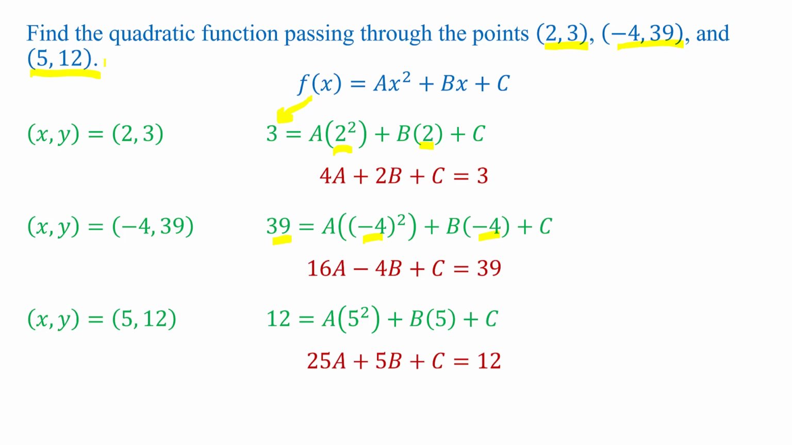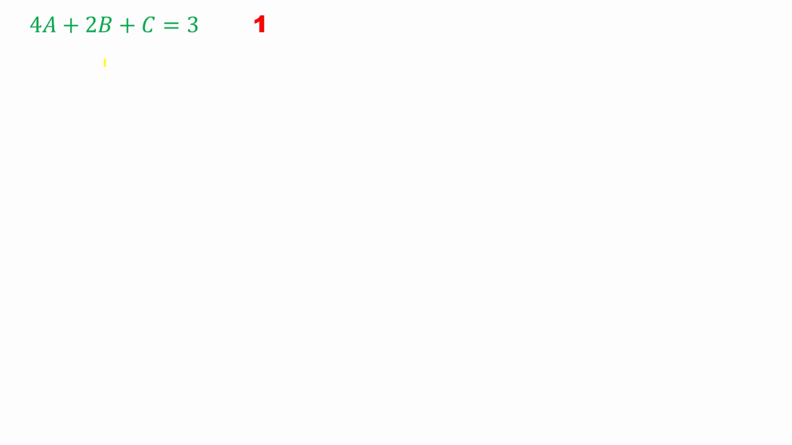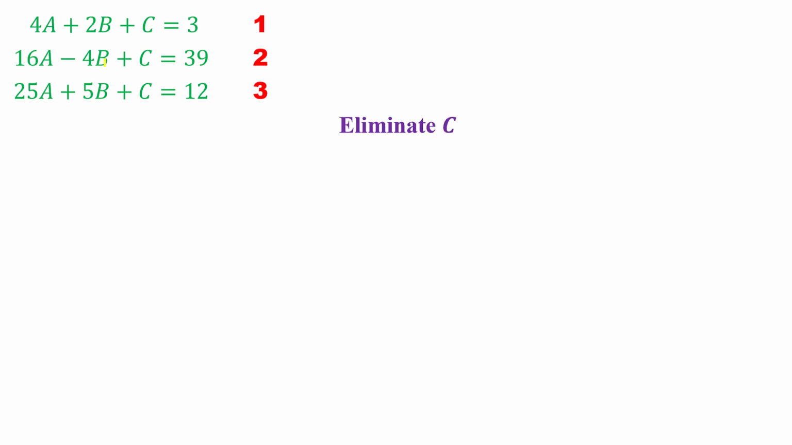And let's move on to solving this new system of equations, where equation 1 is 4a + 2b + c = 3. Equation 2 is 16a - 4b + c = 39. And equation 3 is 25a + 5b + c = 12. Okay, so I'm going to decide what variable to eliminate here, and let's go with c. And so to eliminate c, I'm going to choose equations 1 and 2, and then the other pair of equations I'll choose is equations 1 and 3.